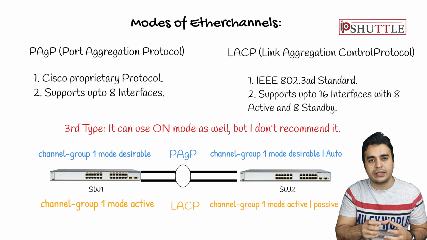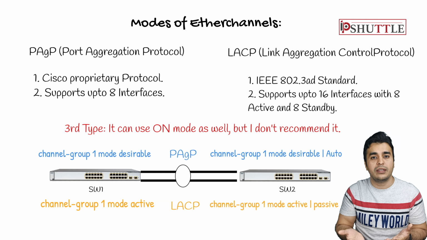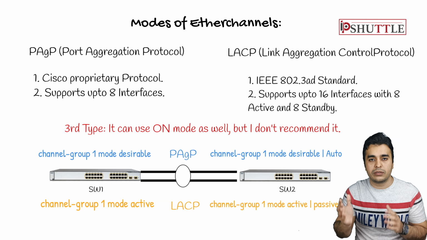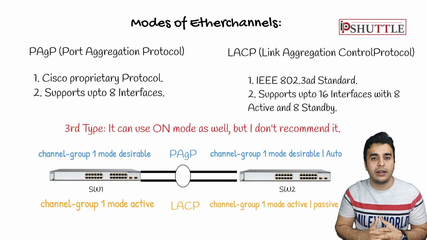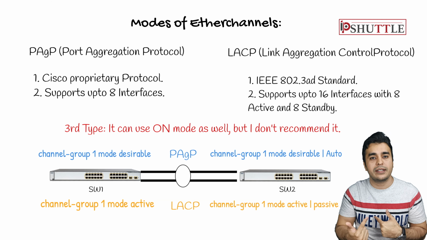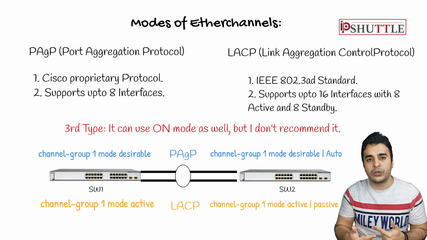When you are mentioning desirable, it is going to negotiate the EtherChannel. When it is auto, my ears are going to listen only. Okay, I'm not going to speak anything until I receive a message, which is going to negotiate the EtherChannel.